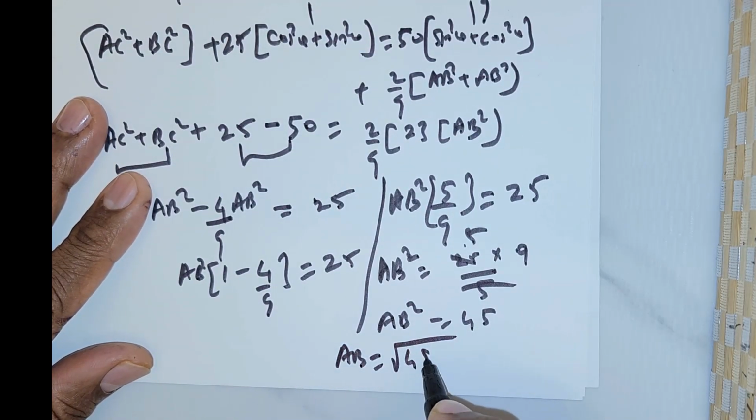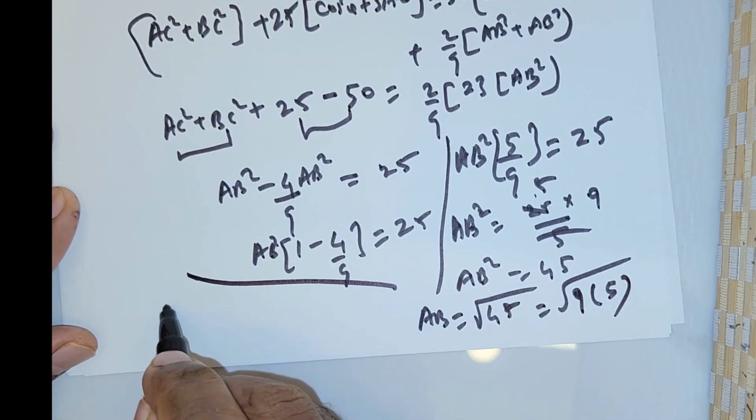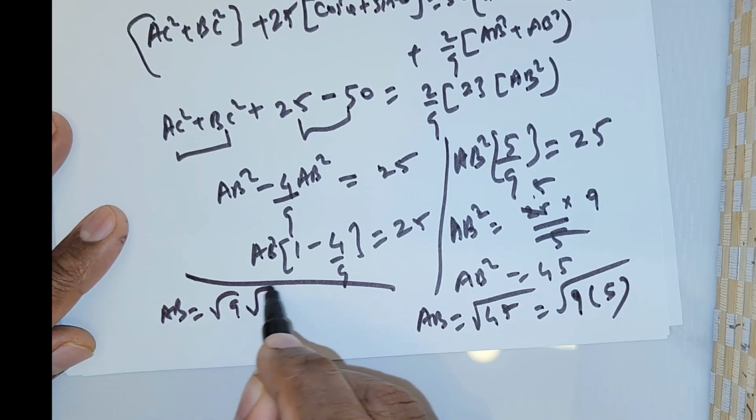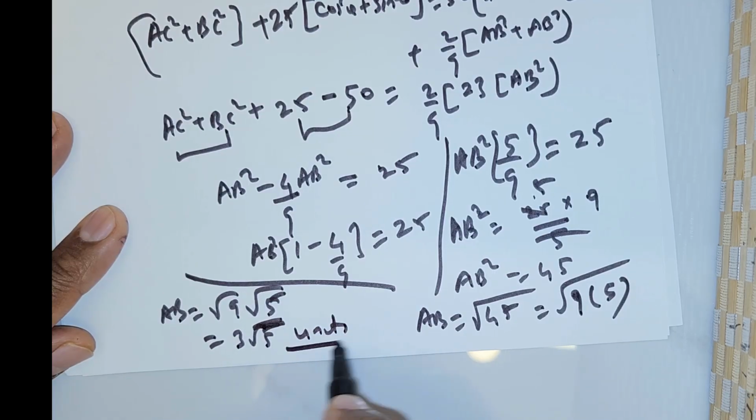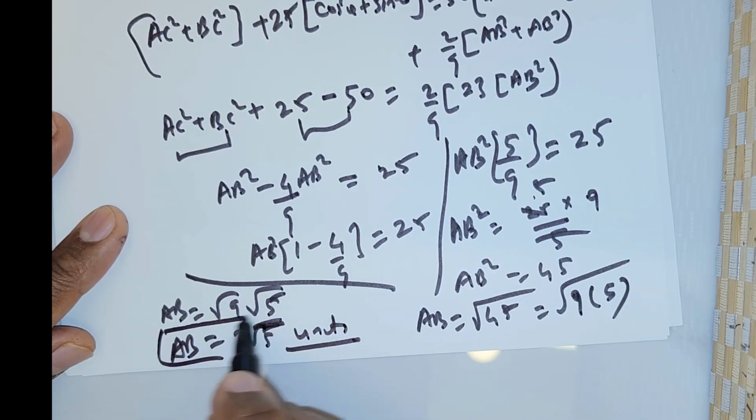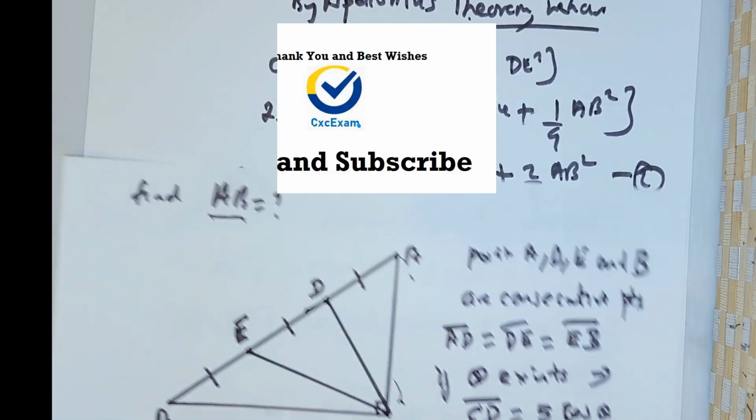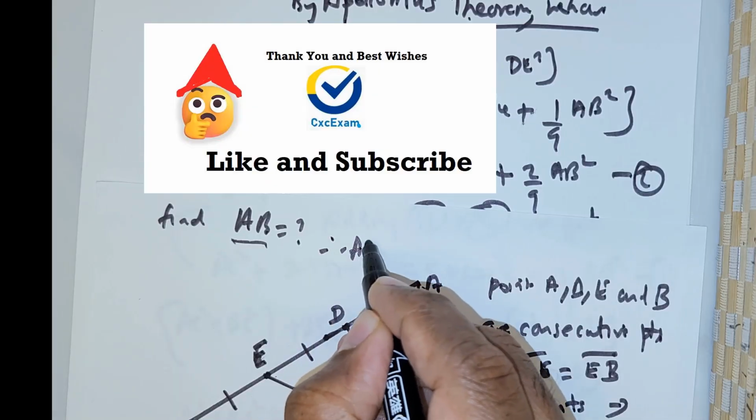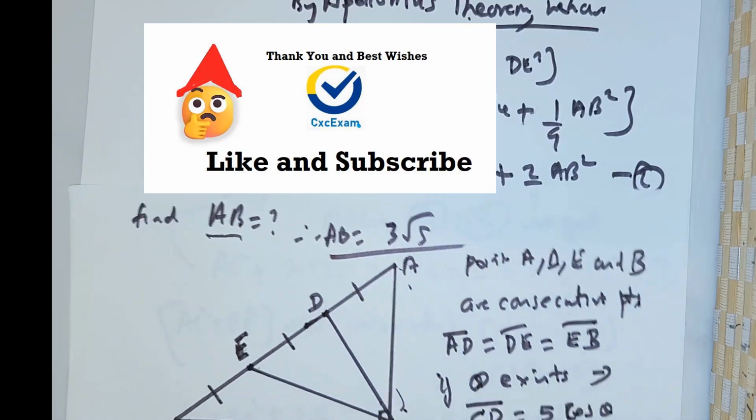So AB is equal to root of 45, which is nothing but square root of 9 times 5. So I'm going to write it down here. AB is equal to root of 9 times the root of 5. Root of 9 is 3, times the root of 5 units. So this is my AB. It's a lovely question. Okay. So AB is 3 times root of 5. Isn't it?